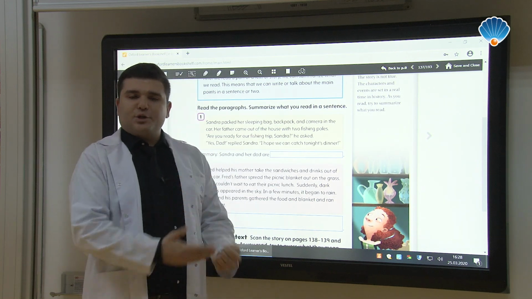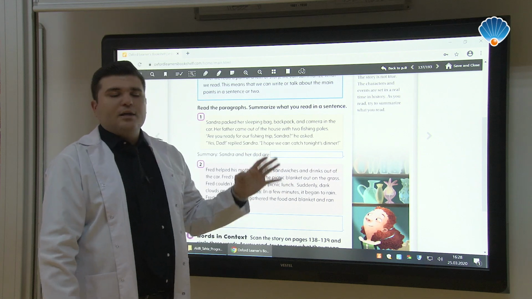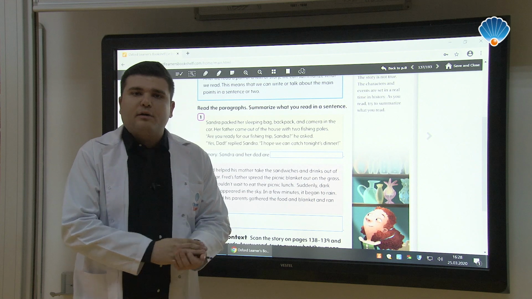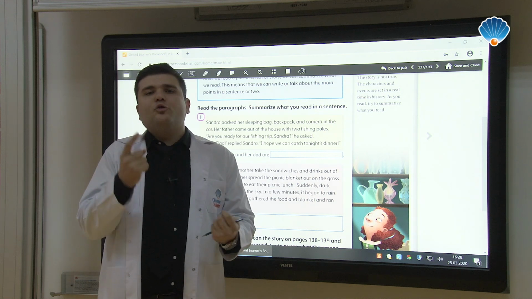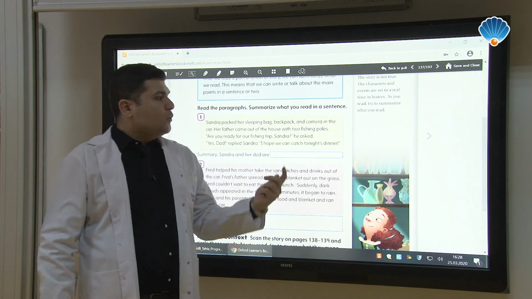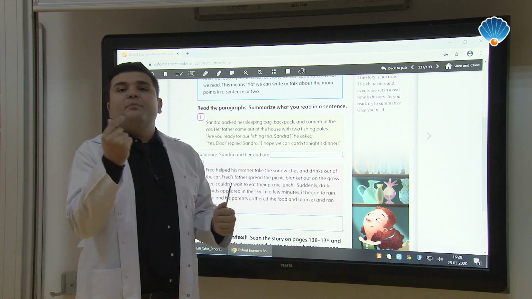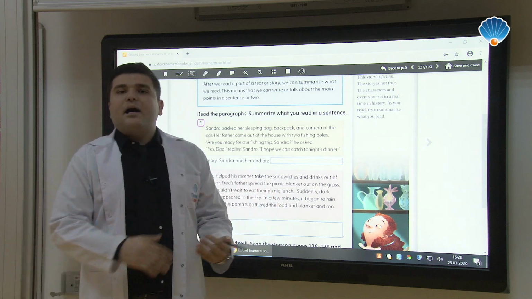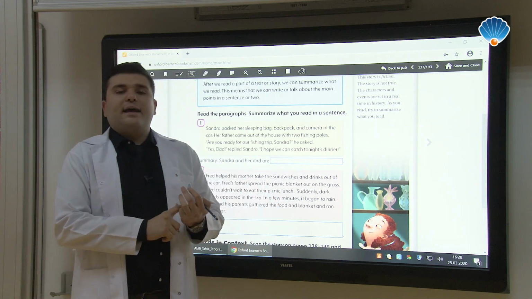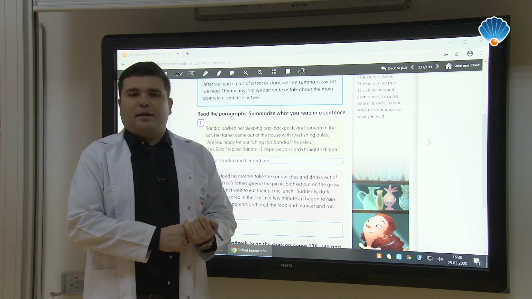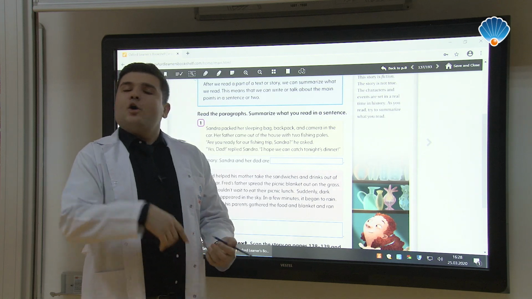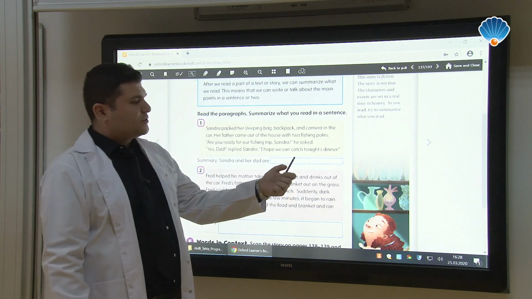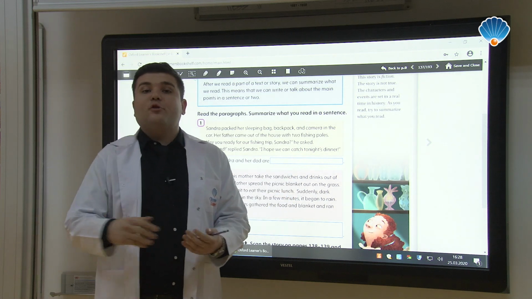So it's a very short paragraph and it's very funny. Now think about what you can tell me about this paragraph in 2 or 3 sentences. What's the main idea? What's the summary here, okay? So it says Sandra and her dad are blah blah. What are they going to do? What can you tell me? Yes, of course, they are going fishing. They are trying to find what they can eat for dinner.